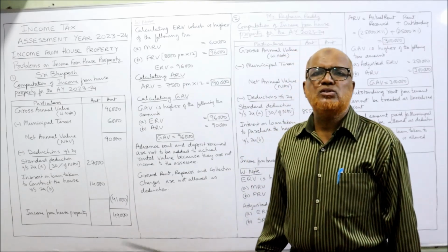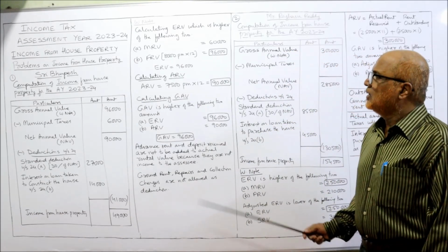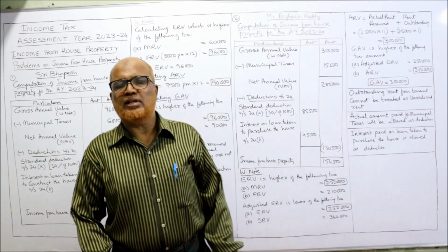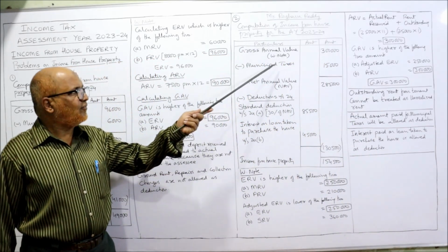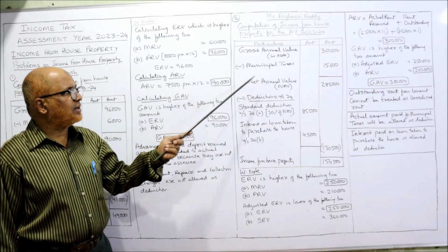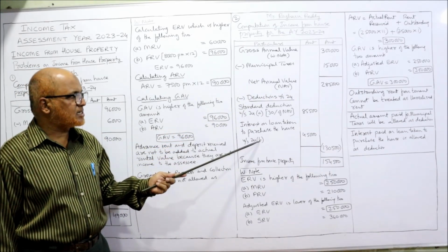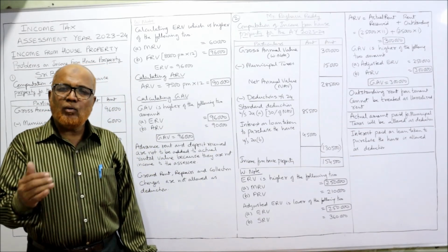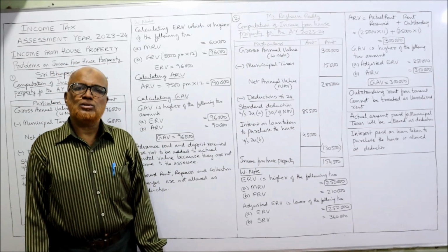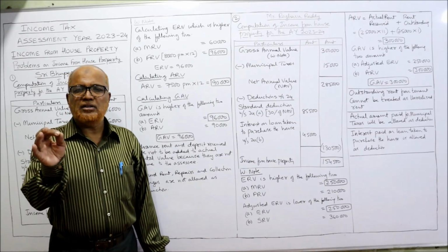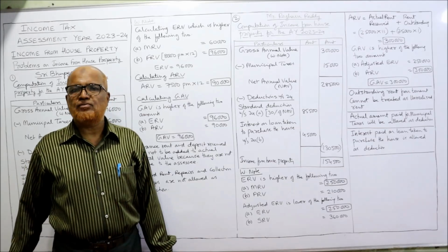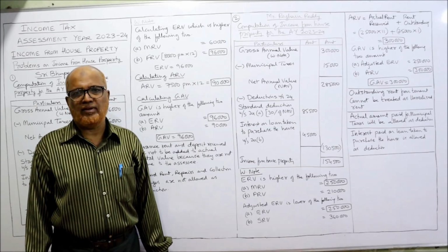One or two new points we are coming across in this problem. First of all, Mr. Raghava Reddy, computation of income from house property for the assessment year 23-24. Same format: GAV minus municipal taxes, net annual value, less deduction under section 24, income from house property. Same format you have to make. Now in working notes we calculate gross annual value. The new point in this problem is SRV is given. So in 3 steps we are going to calculate the GAV.